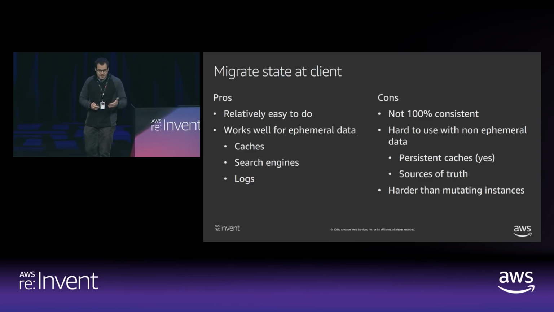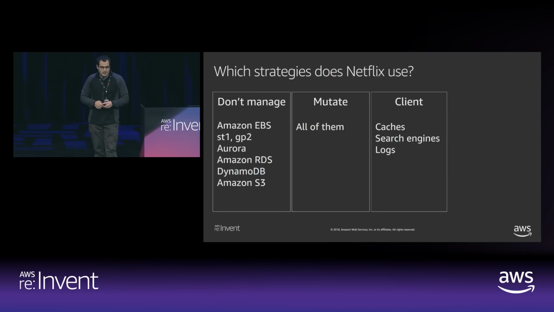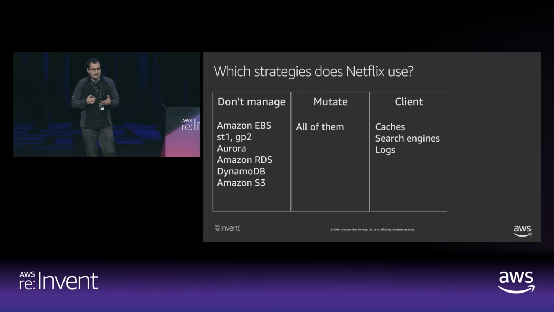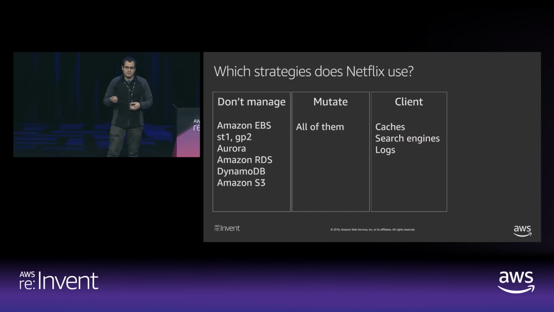All right, you also can't use it, obviously, for sources of truth, things like your source of truth data store, be it a MySQL database or Cassandra database. And this is legitimately more difficult than just like upgrading a Debian package. So Netflix uses client-mediated mutation for mostly ephemeral data, things like caches, search engines, and logs. But we typically don't use it for backwards compatible sources of truth.